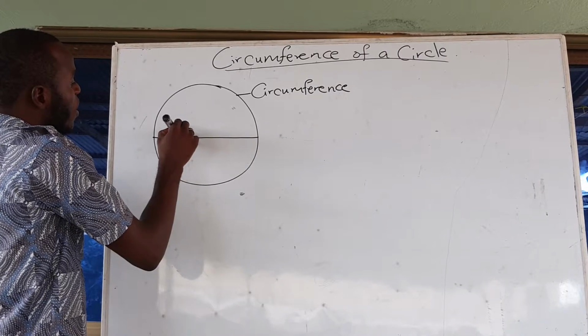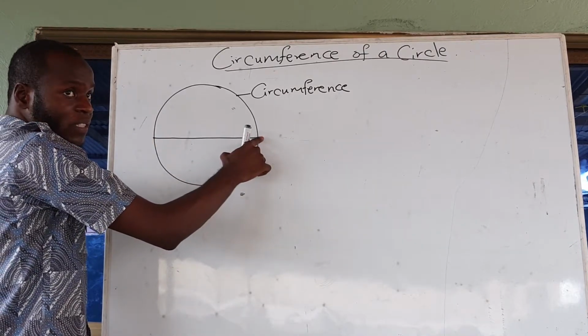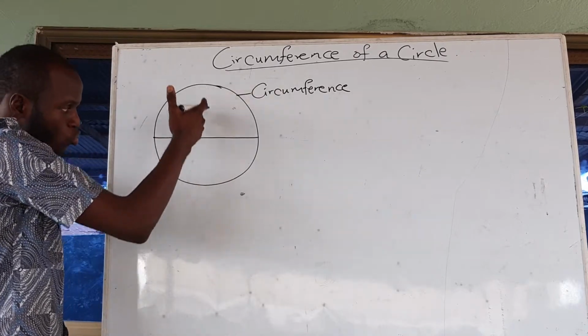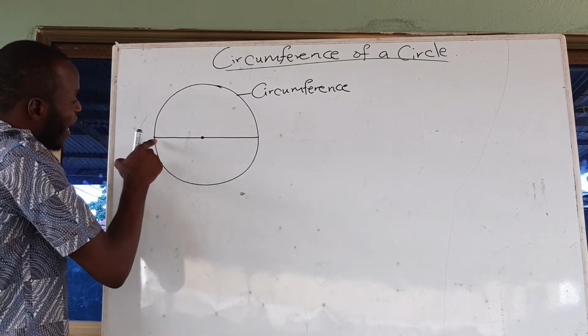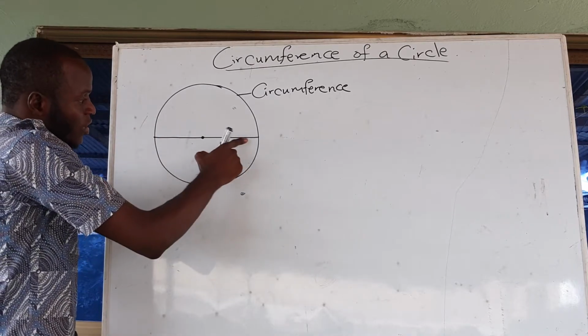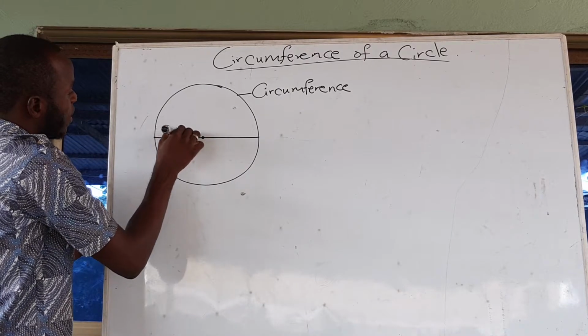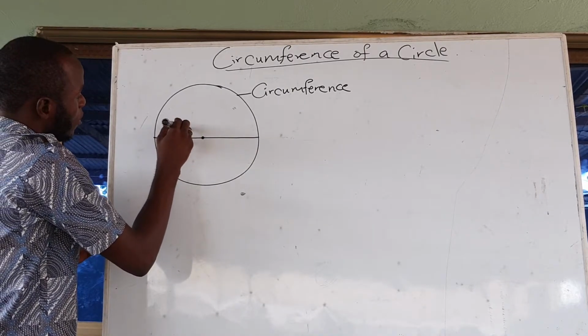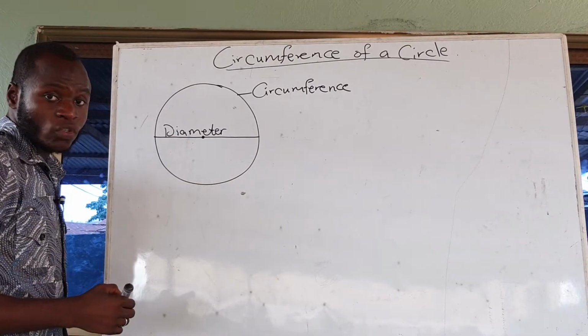And then the long line from one point to the other point of the circle, and also it should pass through the middle of the circle, okay? It should pass through the center of the circle. So that line which passes through the center of the circle to touch both sides of the circle is known as what? The diameter. It's known as the diameter.